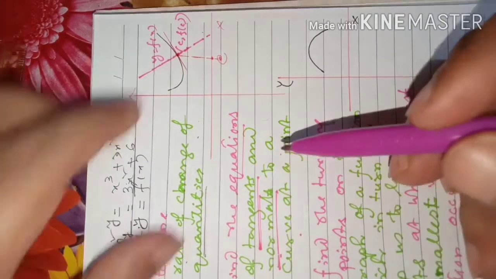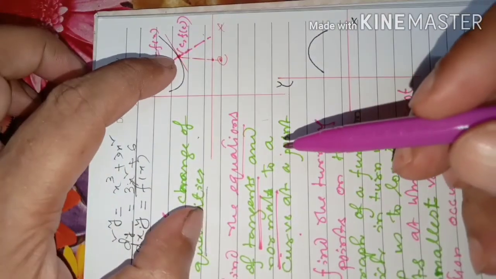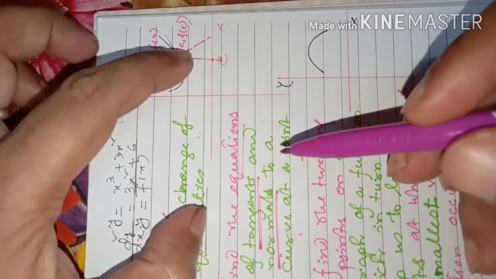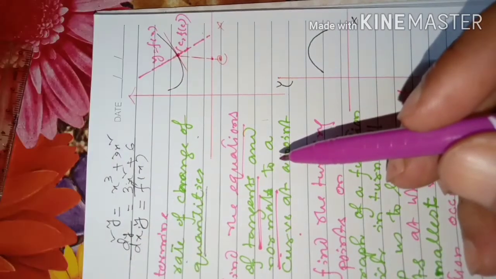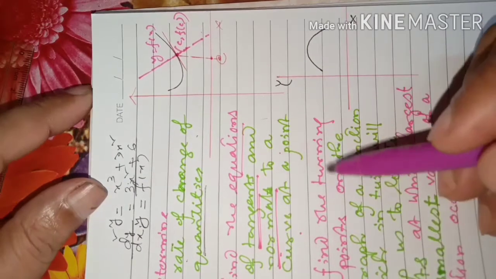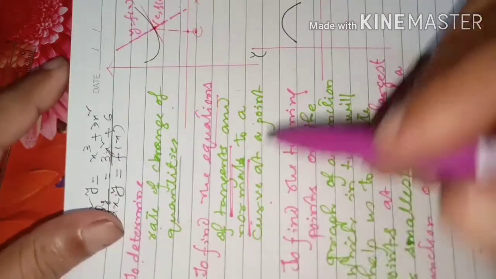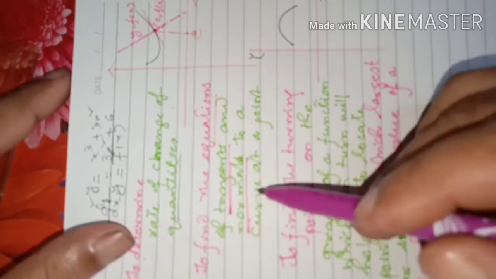This is a normal at this point, to this tangent it is a normal. So what is the equation of this normal? That can be found out by using derivatives. In due course of time you will learn this point also, how to find out the equation of tangents and normals.